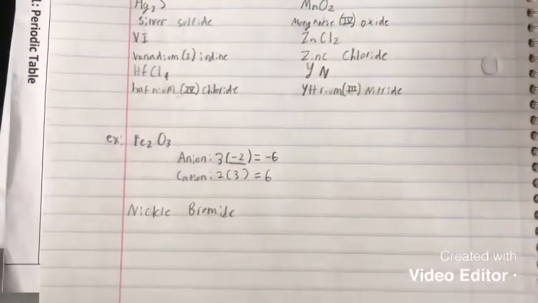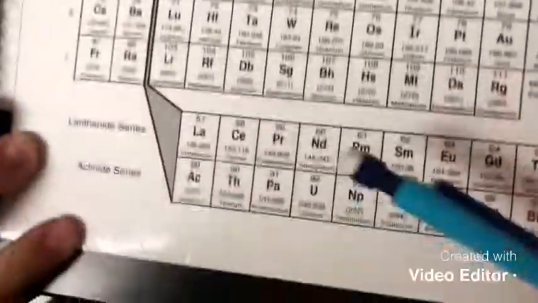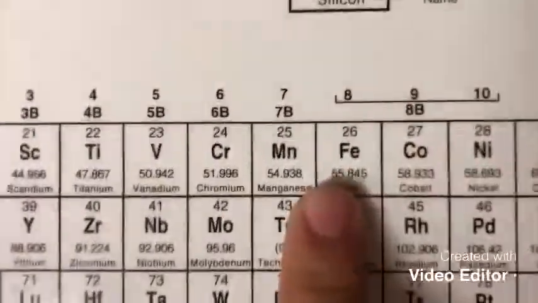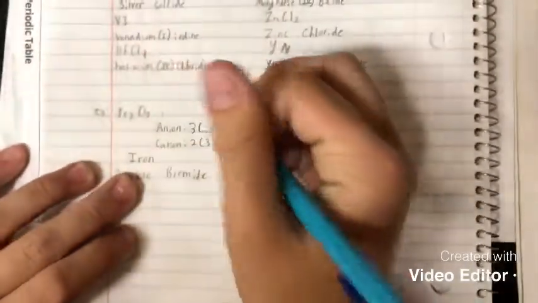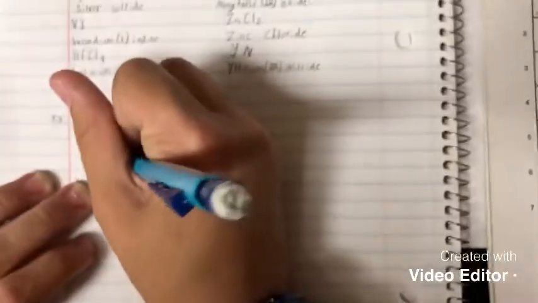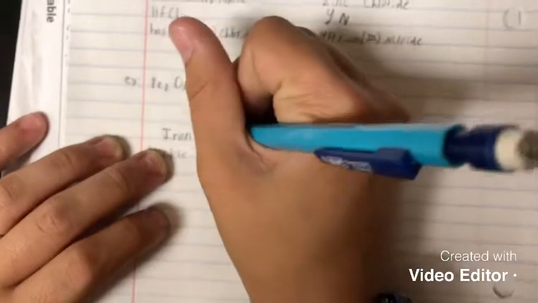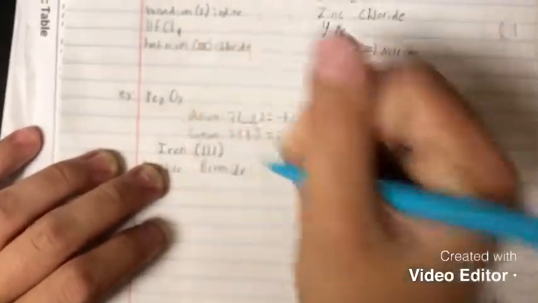Now that we know its charge, we have to determine what type of element it is. Fe on the periodic table is iron. So we keep its original name and give it iron. Then we put the Roman numeral for its charge. This is to give scientists info on what it is. The Roman numeral 3 is 3 I's.